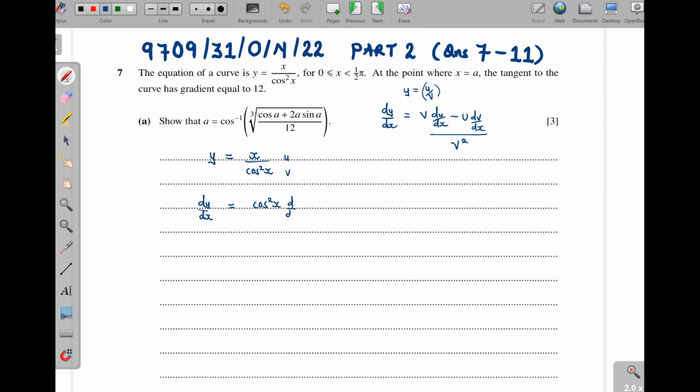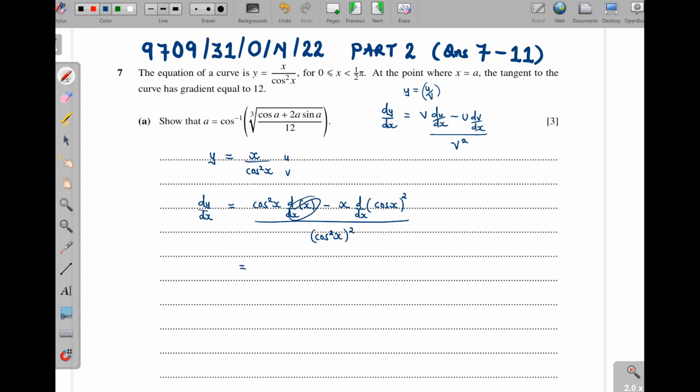Then we differentiate this x, which is our u, then minus u, which is x. Then we differentiate the v, which is the cos squared of x. Okay, but cos squared of x, I'm going to write it like this: cos of x, then I put the square there. Is that clear? Then we divide by this cos squared of x, then we square.